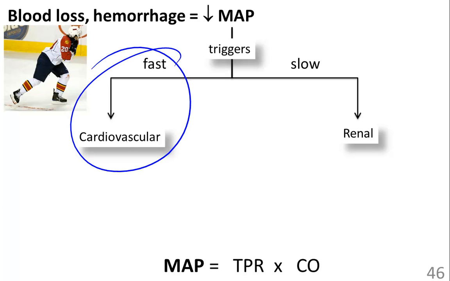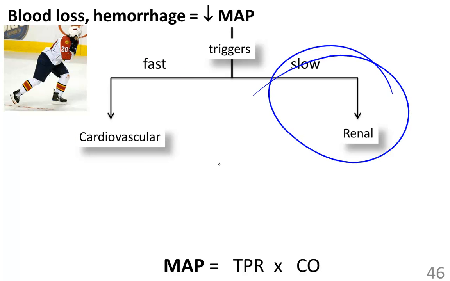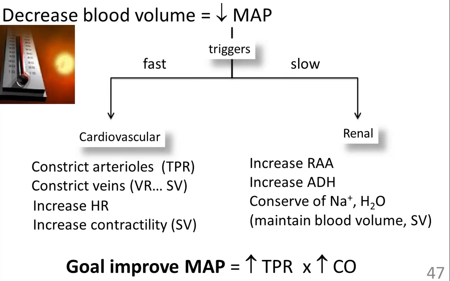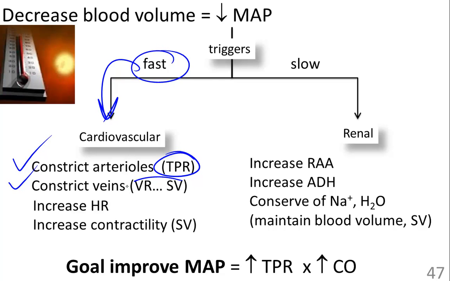If we think of the cardiovascular system as the fast response and the kidney as the slow response, again, it doesn't have to be blood loss due to trauma. It could also be dehydration or diarrhea or something that's causing your extracellular fluid volume loss. But again, the fast response, if you break that down, we're going to constrict arterioles, constrict veins, affecting our TPR versus our venous return, increase heart rate to increase cardiac output. We're going to increase contractility to help maximize stroke volume.